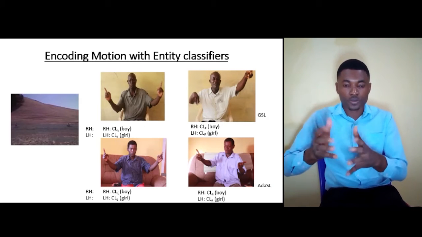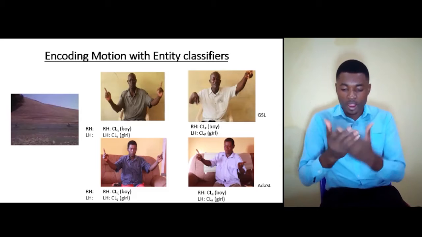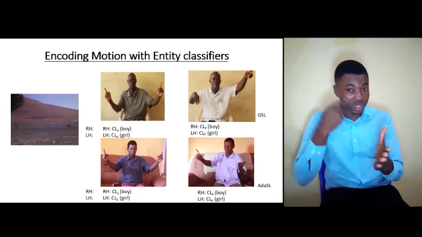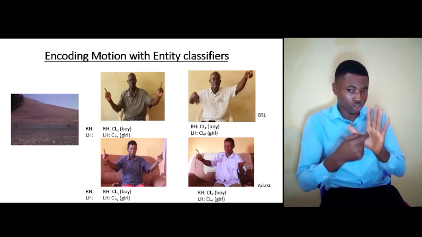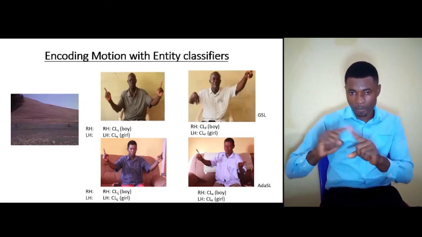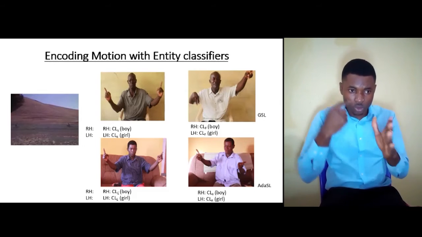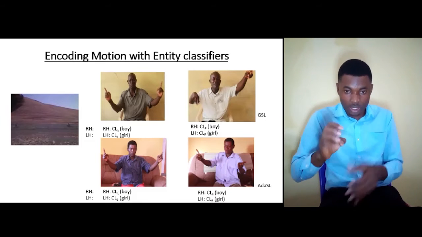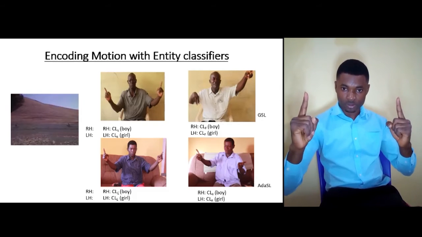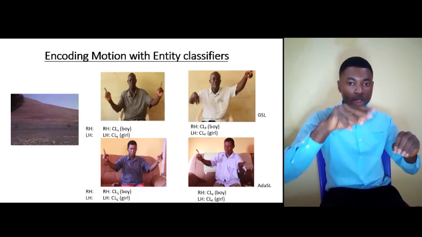So entity classifiers are handshapes that are used to depict entity information. Here we see an example of signers using entity classifiers to express motion information in both sign languages. You could see the image on your screen. It's quite little, but it's a zoomed out image of a boy and a girl riding a bicycle. And we see both signers using entity handshapes, that is the index finger or the index and the middle finger, which is referred to as the two-legged entity classifier, to depict the movement of the boy and the girl riding the bicycle.